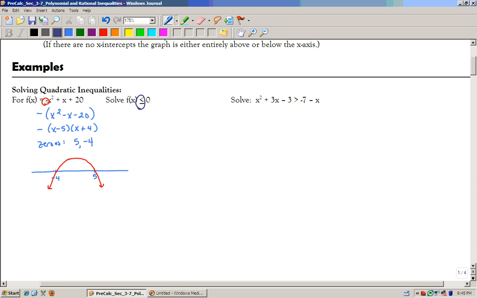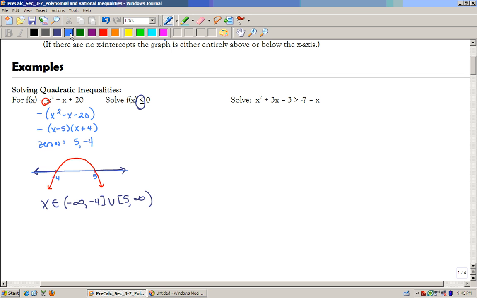That happens over here when the x's are below negative 4 and when they're above 5. So when you write your answer in inequality notation, your x is an element of the set from negative infinity all the way up to negative 4, including negative 4, because that's when it's equal to it, or 5, including it, all the way to infinity.